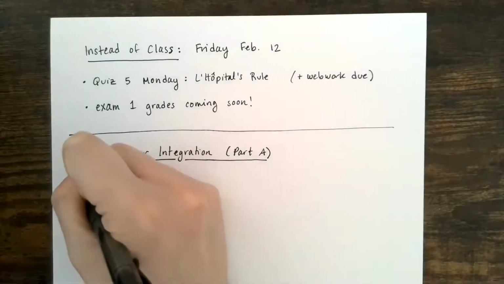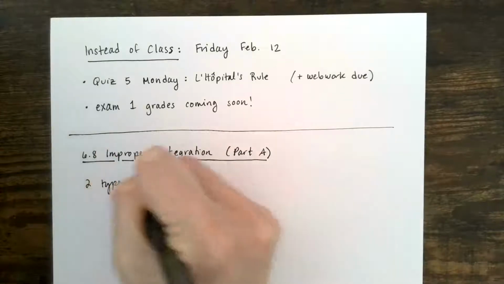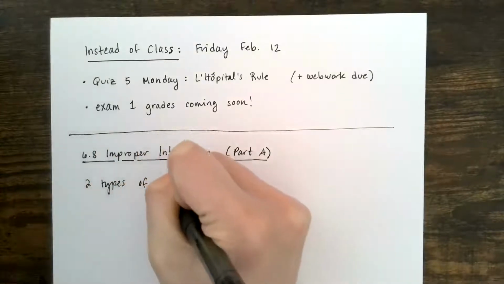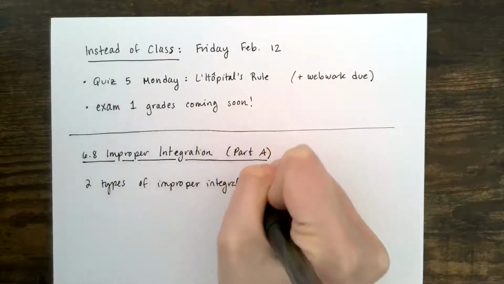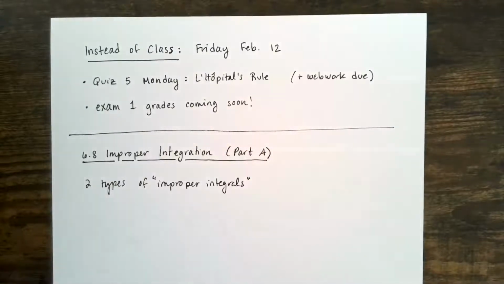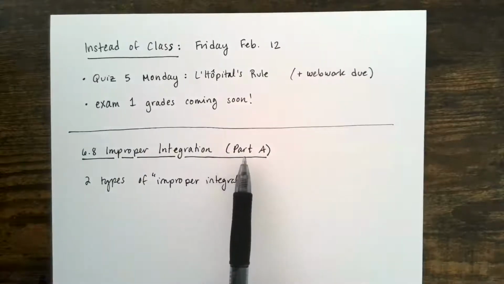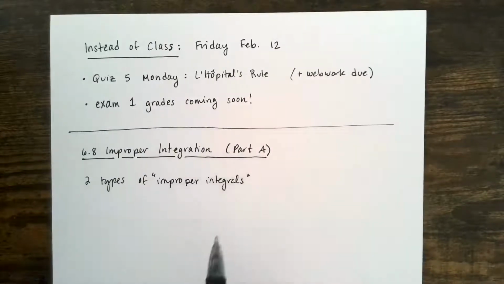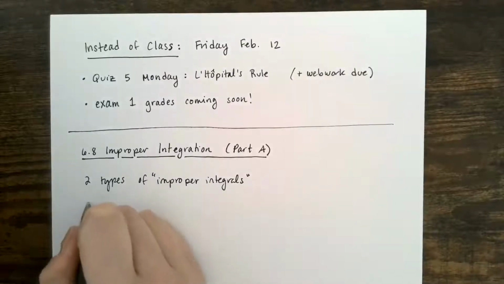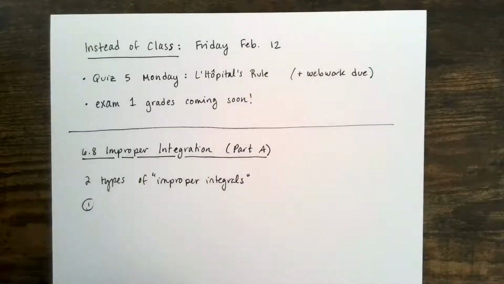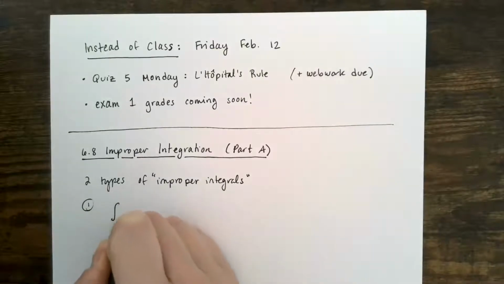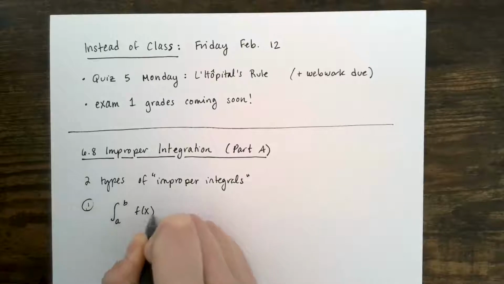Okay, so there are 2 types of what's called improper integrals, and that's actually how we're going to split up our 2 days. So today we'll talk about one type, on Tuesday we'll talk about the other type. The type that we'll talk about today is when one of the bounds of integration, so like you're looking at a definite integral. A definite integral is this form.